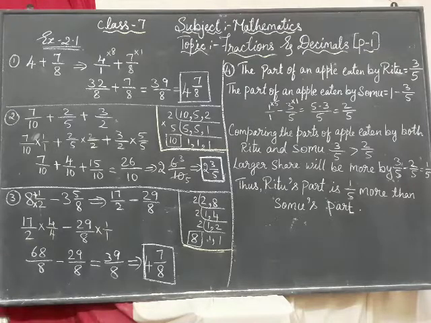Next, what is a mixed fraction? A mixed fraction has a whole number with a proper fraction. As you can see here, these are mixed fractions where there is a whole number with a proper fraction. This can be converted into an improper fraction, and from improper we can convert into a mixed fraction. That also you have learned, the conversion of mixed to improper and improper to mixed.